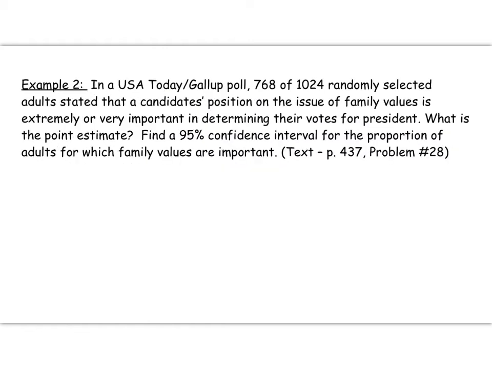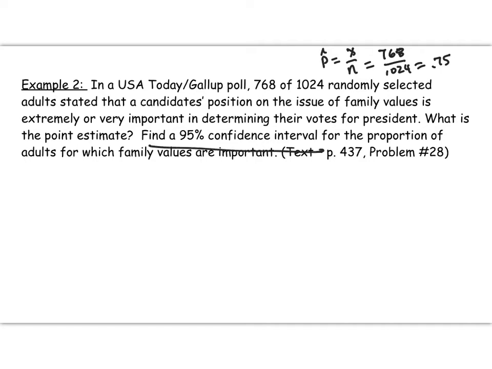All right, let's try another example. In a USA Today Gallup poll, 768 of 1,024 randomly selected adults stated that a candidate's position on the issue of family values is extremely or very important in determining their votes for president. First of all, what's the point estimate? That'll be easy. The point estimate is the number of values we observe over the sample size. So 768 over 1,024 gives me a point estimate of 0.75.